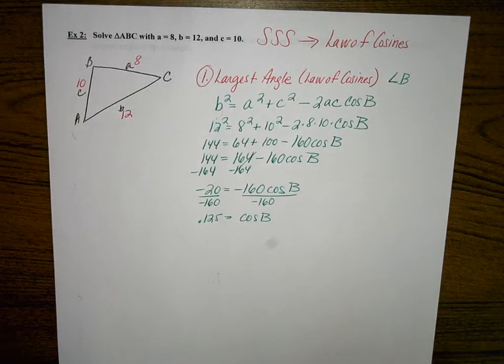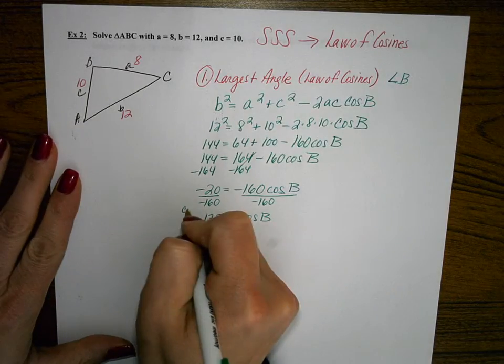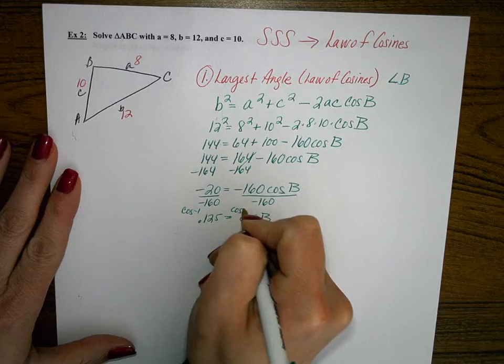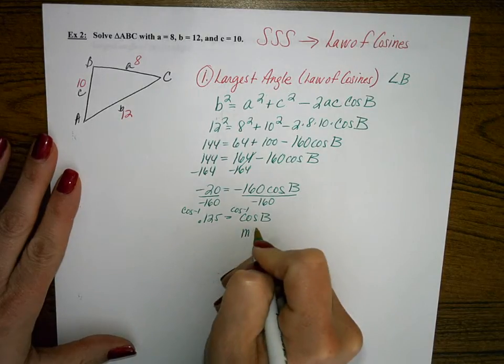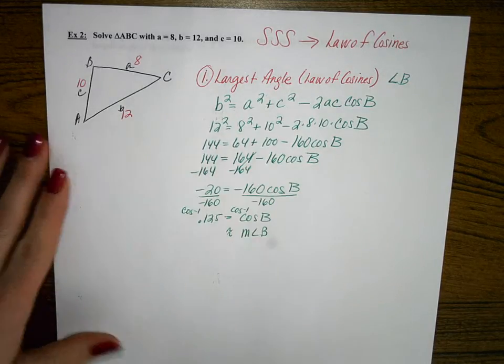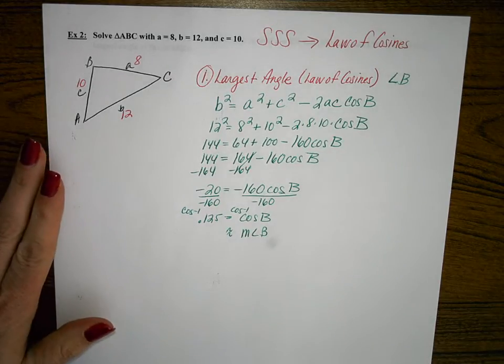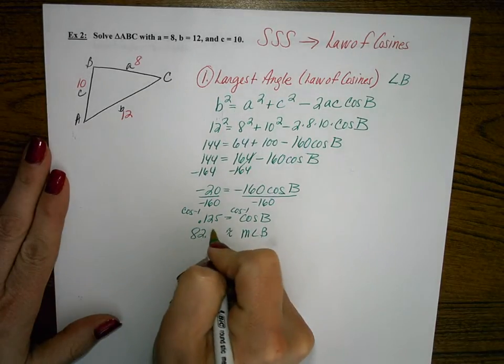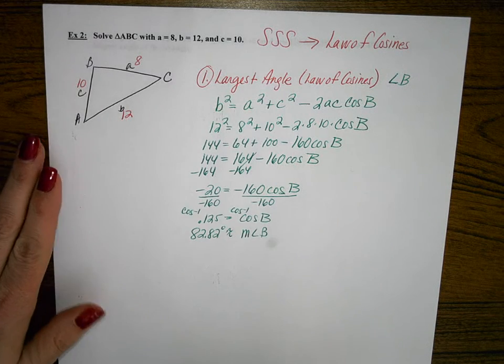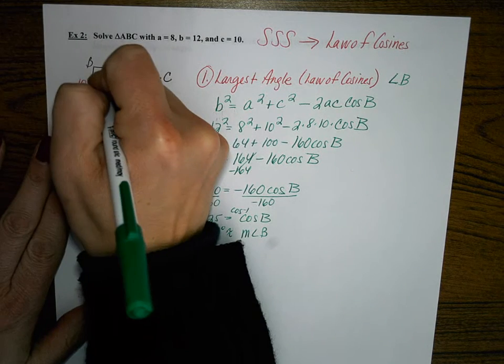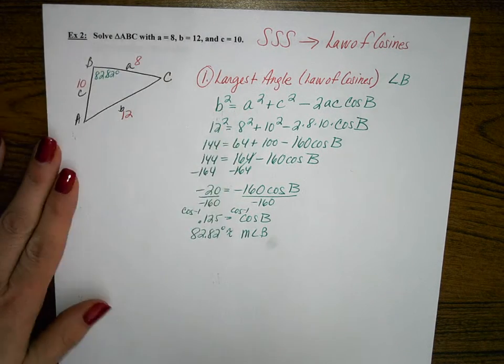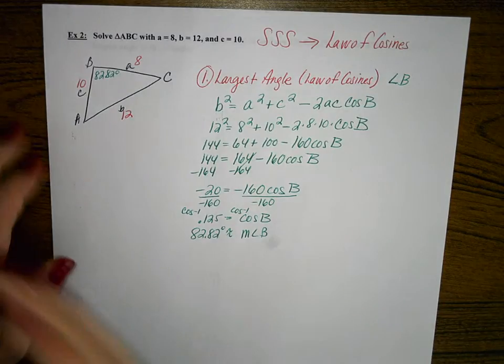That's what I would get if I did adjacent side over hypotenuse. If I want to find the angle, I need to do the inverse cosine. Absolutely, I need to apply the inverse cosine on both sides. So the measure of angle B is approximately how much? 82.82? All right. So angle B is about 82.82 degrees.